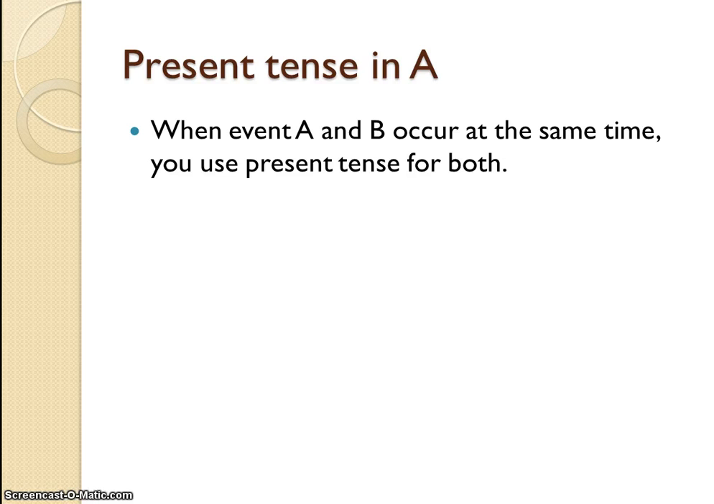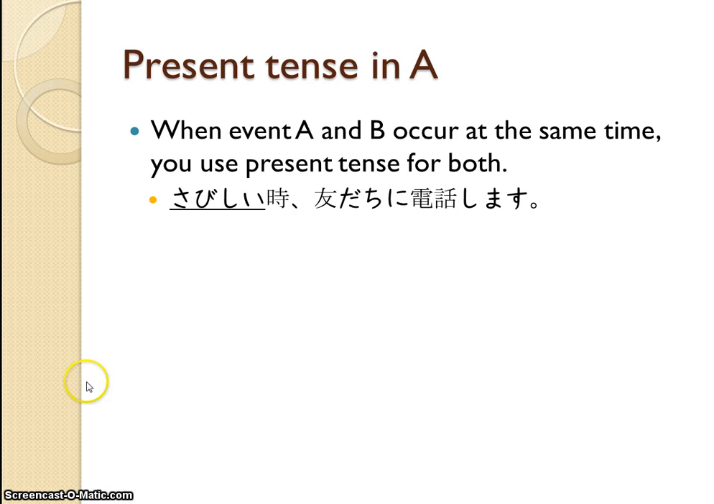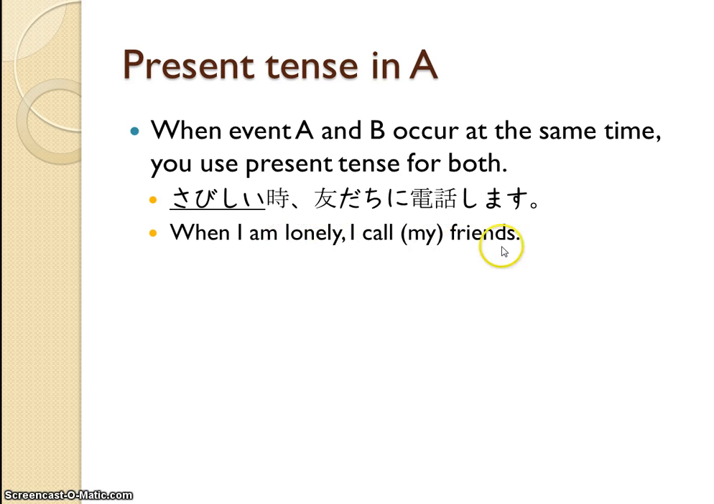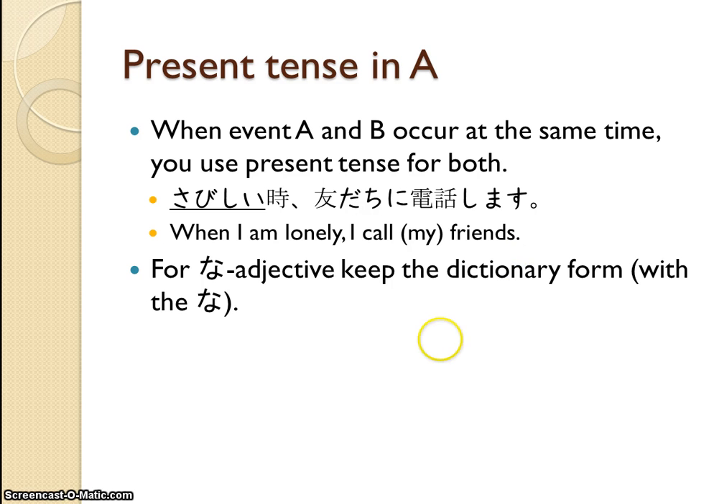Okay, so when events A and B occur at the same time, you use the present tense for both. Now, this is kind of common sense. So here's an example. 寂しいとき、友達に電話します. So when I'm lonely, I call my friends. So both actions are happening at the same time. You're feeling lonely, but you're also calling your friends as well. For na-adjectives, you keep the dictionary form with the na on it. So 元気なとき、歌を歌います. So when I am energetic, I sing a song.